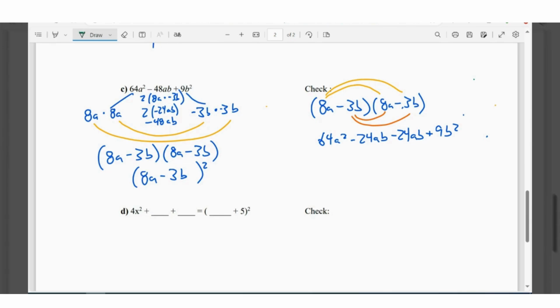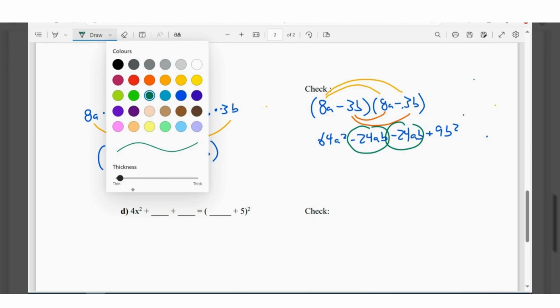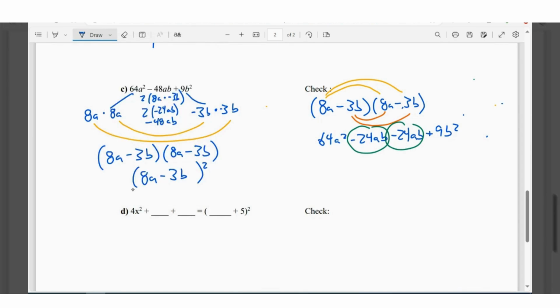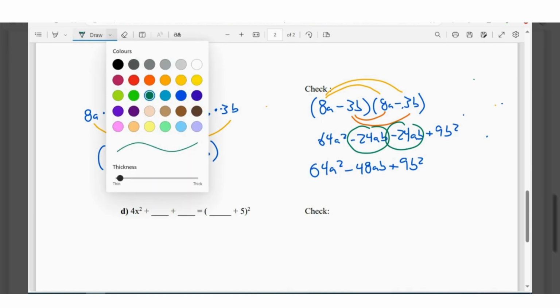Let's combine those like terms in the center. We're left with 64a squared subtract 48ab plus 9b squared. And we did it, everybody. Lovely.